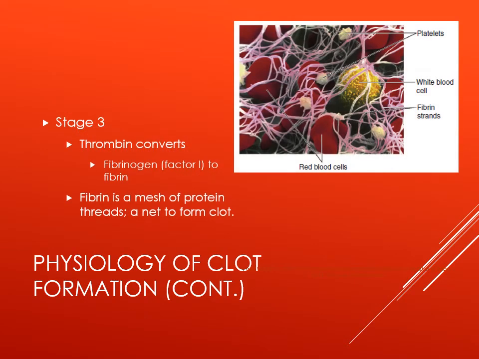The third stage of blood clotting, this is when thrombin converts fibrinogen to fibrin, and this will create a clot net. If you look at the picture, figure 9.2, it's an image of fibrin net trapping red blood cells on there.